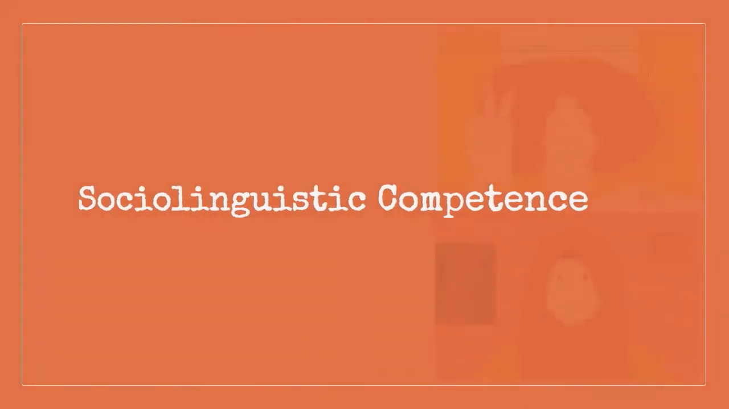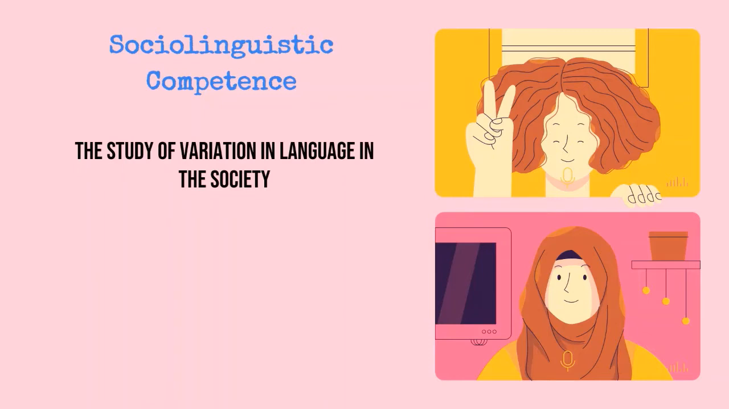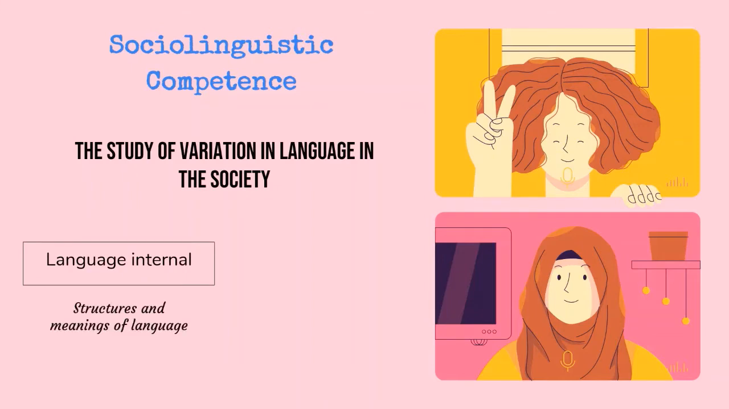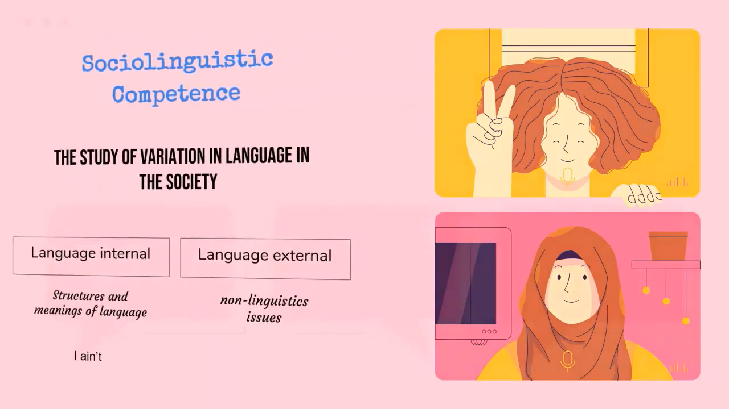Sociolinguistic competence is the study of variation in language in society. There are two factors that explain why these variations happen. The first is the language internal. These are the factors that have to do with the structures and meanings of language itself, like grammar structures. For example, the famous expression "I ain't." Then we have the language external, that are the factors that relate to non-linguistic issues. We are going to explain these factors in a minute.